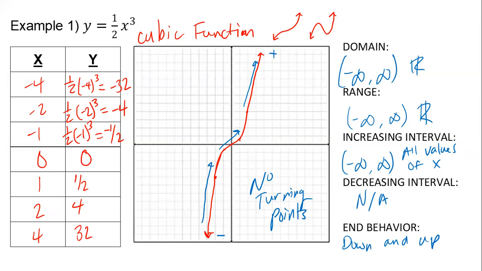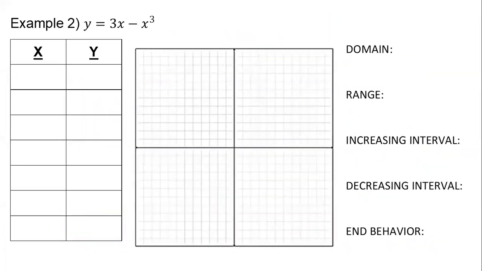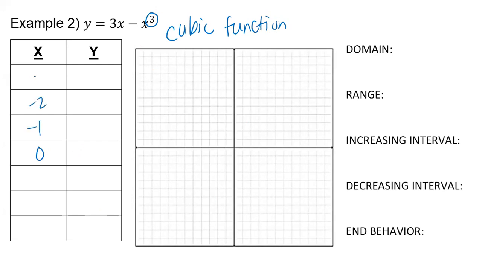What are your questions about creating the graph? Doable? Is it any different than what we did for linear or absolute value or cubic? Nope, same process. All right, here we have 3x minus x cubed. Again, because our highest power is a 3, we know that this is a cubic function. We want to try to use small numbers, so we're going to start with 0, negative 1, negative 2, negative 3, positive 1, positive 2, positive 3.